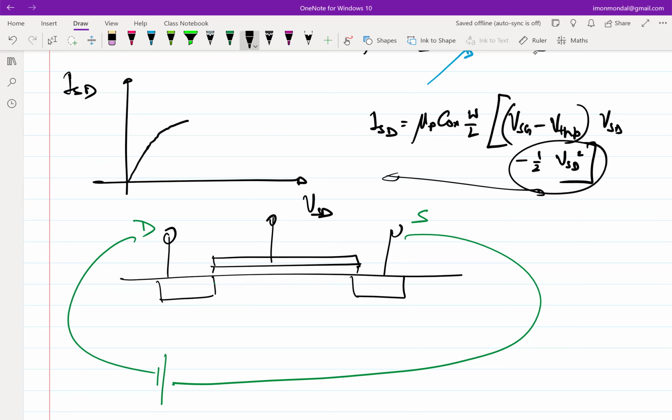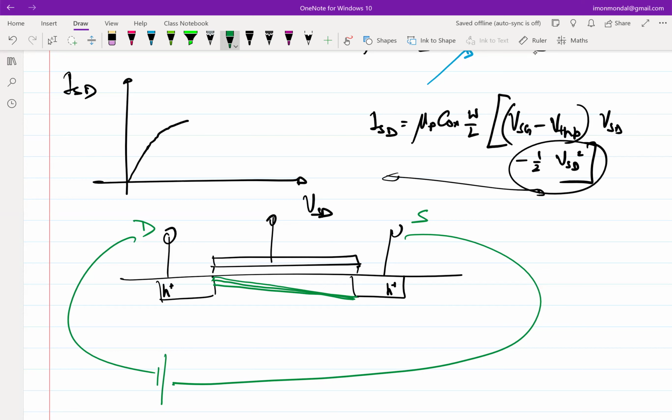So let me also mark these out. You have plenty of holes in these tubs. So essentially you have something like this. And now if I keep on increasing VSD, this will become like this, this will become like this, and that's all that's going to happen. Okay.